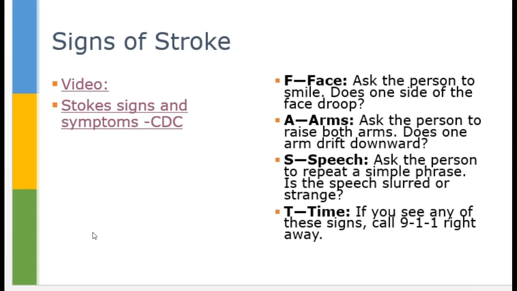But they are different than a heart attack in the fact that a heart attack, usually you get some type of chest pain or pressure that radiates up and over the shoulders and down the arms. That's the classic sign, along with sometimes some uncomfortableness in the upper body, and nausea, vomiting, shortness of breath.